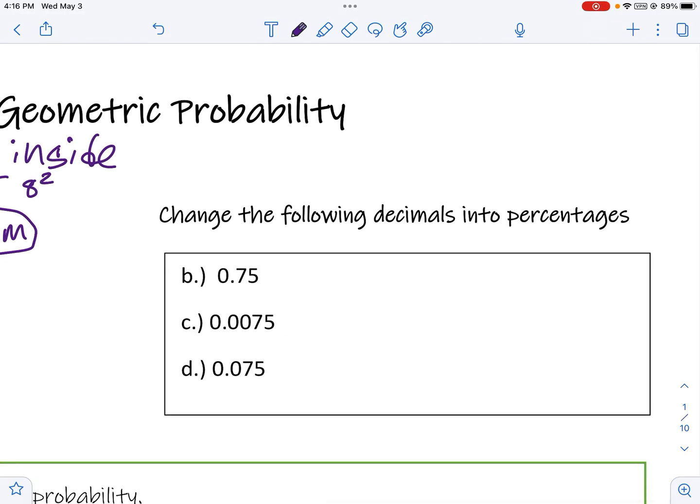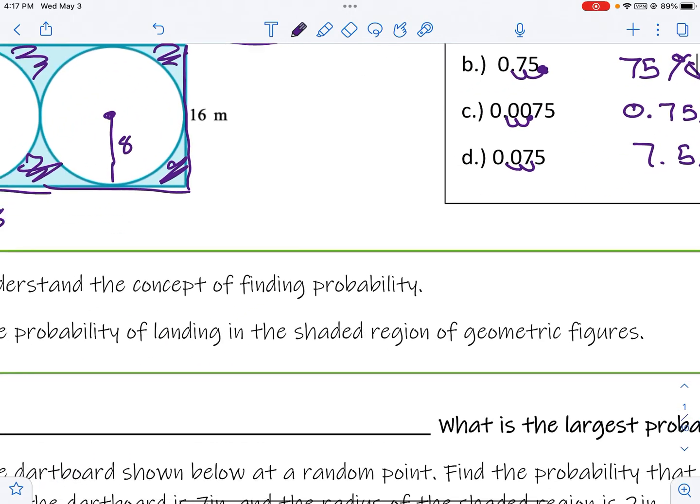Let's talk about percentages. If I'm changing these into percentages, the rule is if I want to go from decimal to percent, I have to move it 2 to the right. So 0.75, if I move the decimal over here, that's like 75%. This decimal is a little bit different. If I move 2 to the right, the decimal still goes in front. This is like 0.75%, which is less than 1%. That's a very small percentage. The last one, if I move twice to the right for the last time, that is going to be 7.5%. And so yeah, that's how you do those. Move them 2 to the right to move them from decimals to percentages.